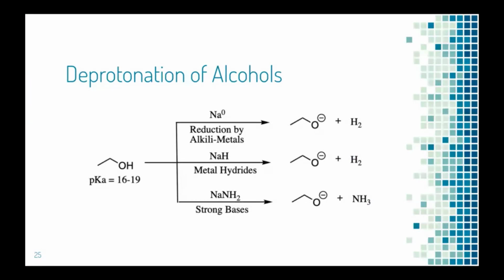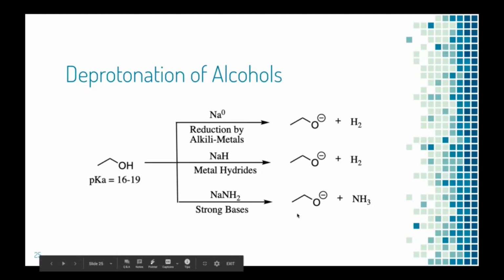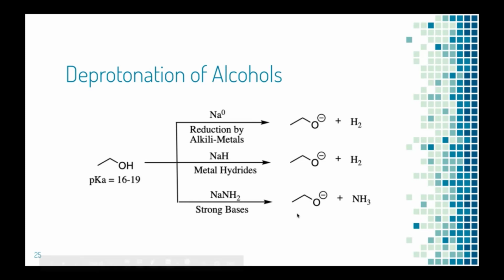First off, I want to talk about deprotonation of alcohols. And this can be done in a multitude of ways using the ones shown here. It can be a strong base, a metal hydride, or a reduction by alkali metals. Being able to deprotonate these turns them into good nucleophiles because OH by itself is not reactive. But once you have that negative charge on there, they become great nucleophiles, and then they can attack other compounds and react.